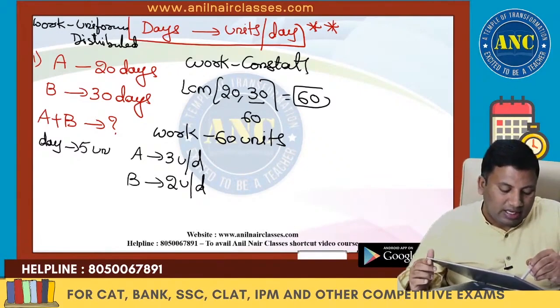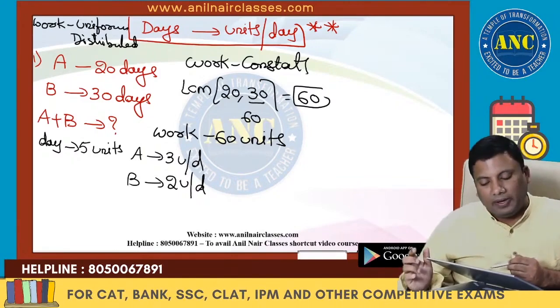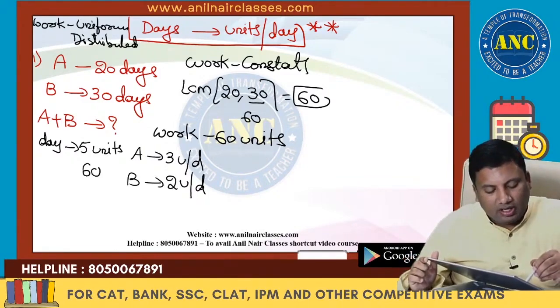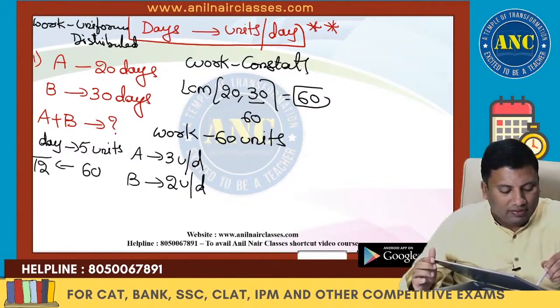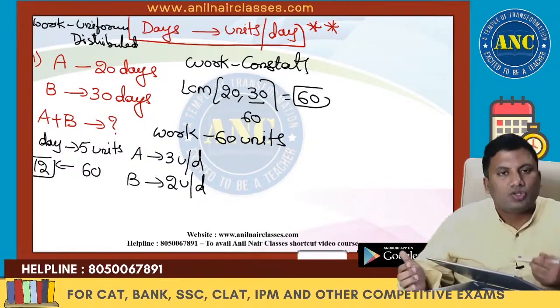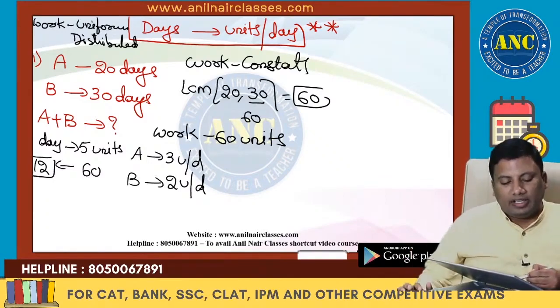If they work together, 5 units of work are completed per day. But I require 60 units. 5 twelves are 60. So in total they will do it in 12 days.